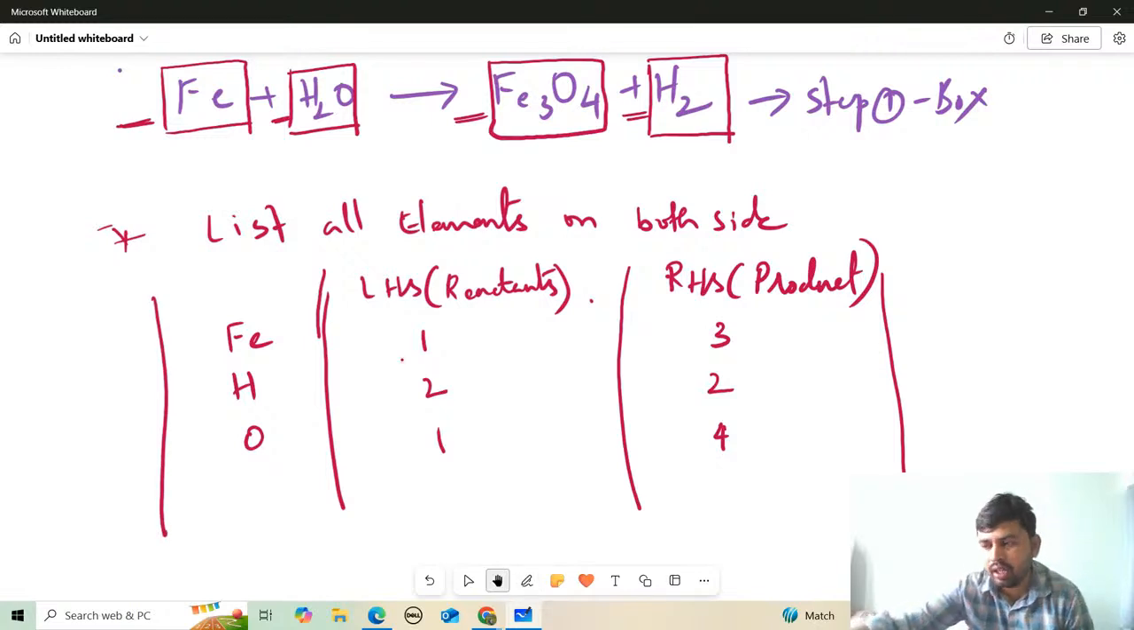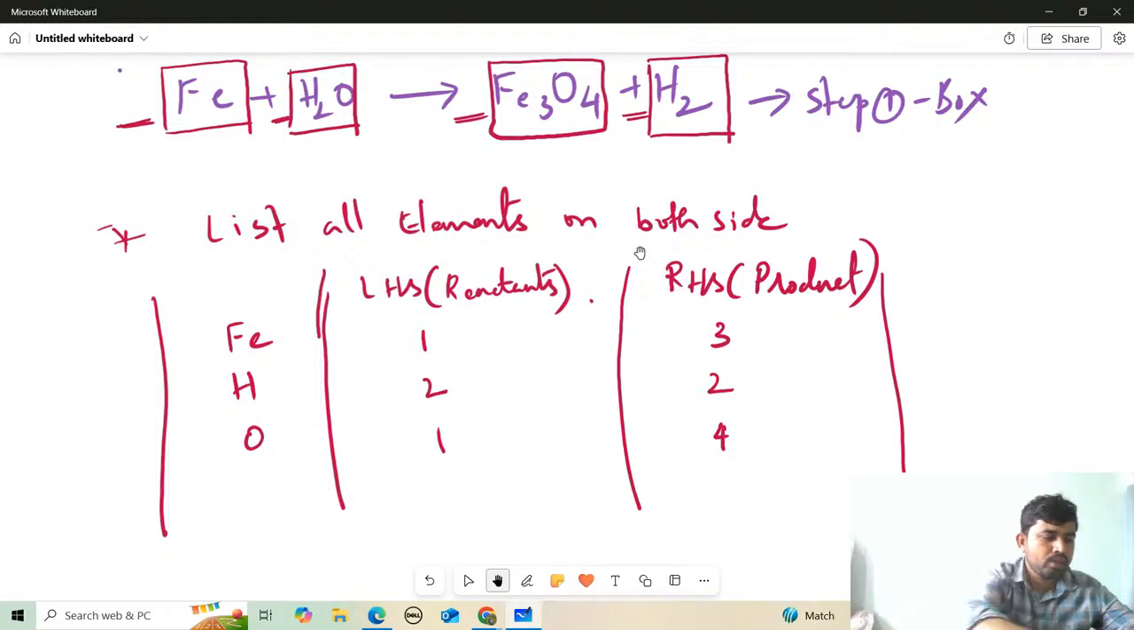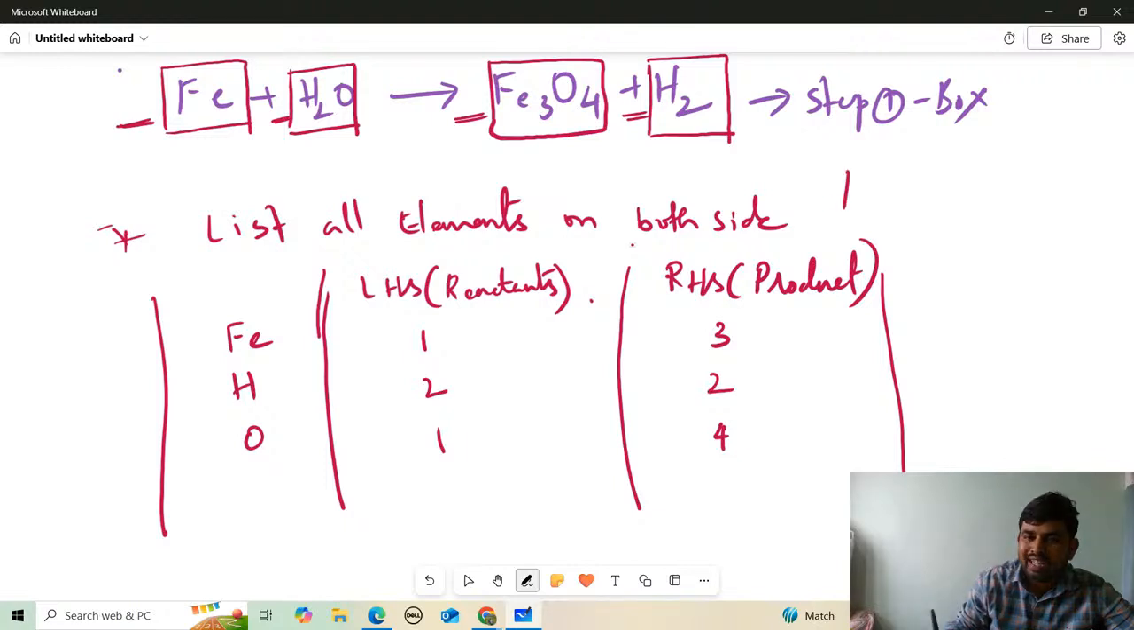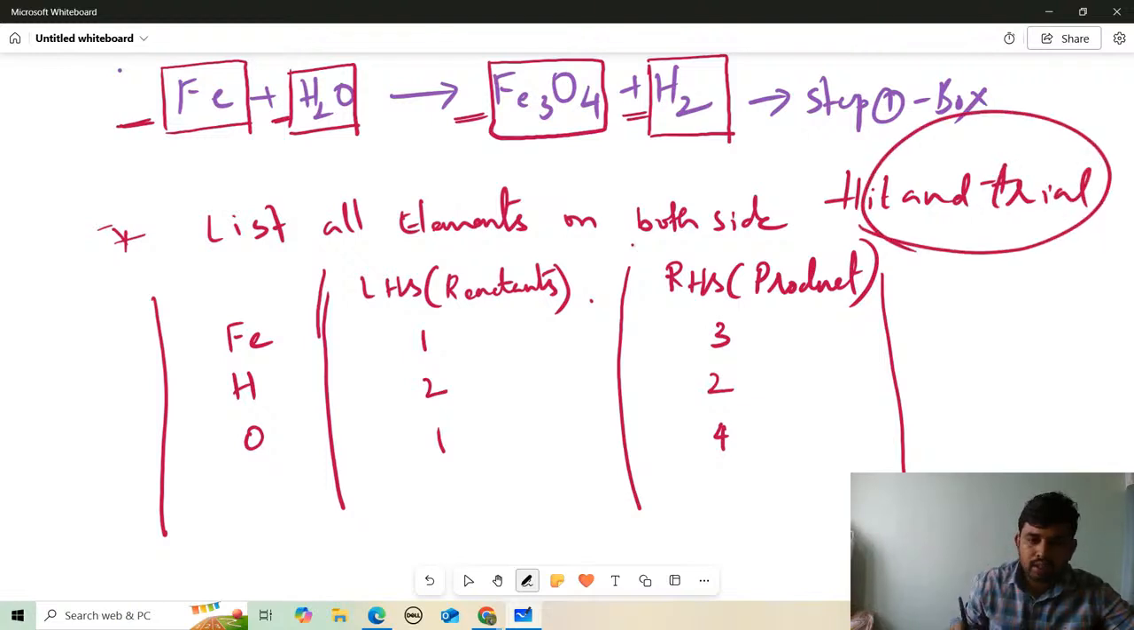Okay, after listing, you will come to know which reactant or product contains more number of elements. Why should you count this? Why should you know all these things? Because that decides which one you should choose. This kind of balancing method is called the hit and trial method. For 10th class, this method is generally used.